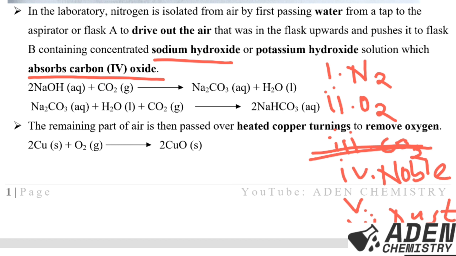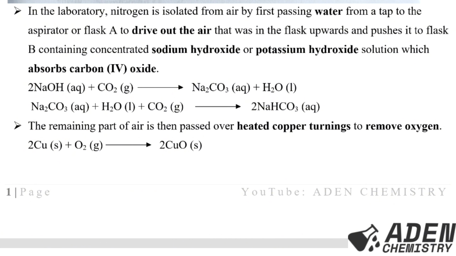It is then passed over heated copper turnings to remove oxygen. So this time we remove oxygen. 2 moles of copper will combine with 1 mole of oxygen gas, giving us 2 moles of copper(II) oxide. So this is the equation that supports this statement.